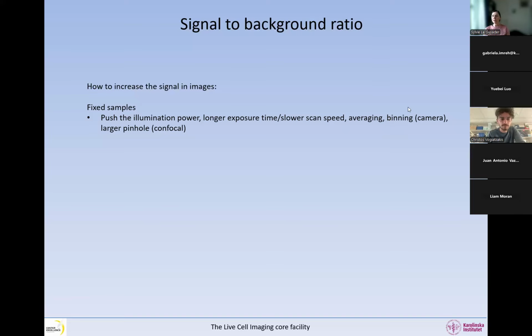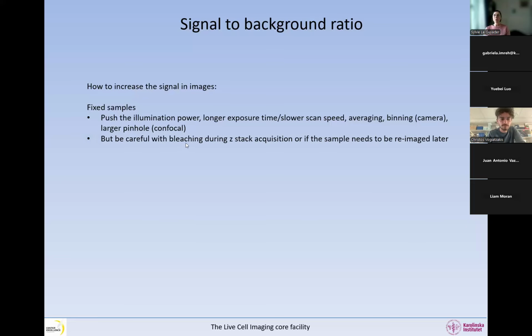And we can bin for a camera. If you use a camera-based system, we can use bigger pixels to collect more light and have a brighter image. And then we can have a larger pinhole. Now I'm only talking about how to increase the signal in the images, and I'm not talking about the other disadvantages of, for example, binning, where you lose digital resolution. But now I'm just talking about how to increase the signal. So we can do that, and number one is very much how to increase the illumination power.